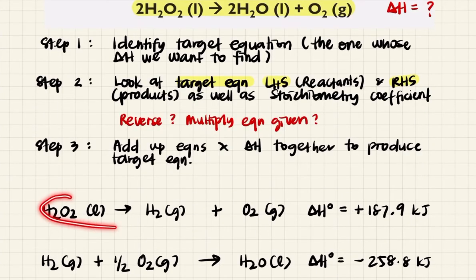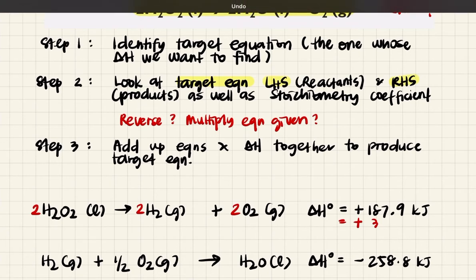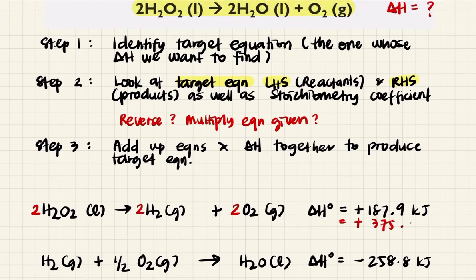So I've already reversed my equation, alright? That means my sign has changed, alright? And then next we're going to look at the stoichiometric coefficient. You have 2 moles of H2O2 in your target equation. That means you have to multiply the whole equation by 2, alright? So what will we get? This will be 2, 2, 2, and then times 2 for this value, delta H, you will get plus 375.8 kilojoules.